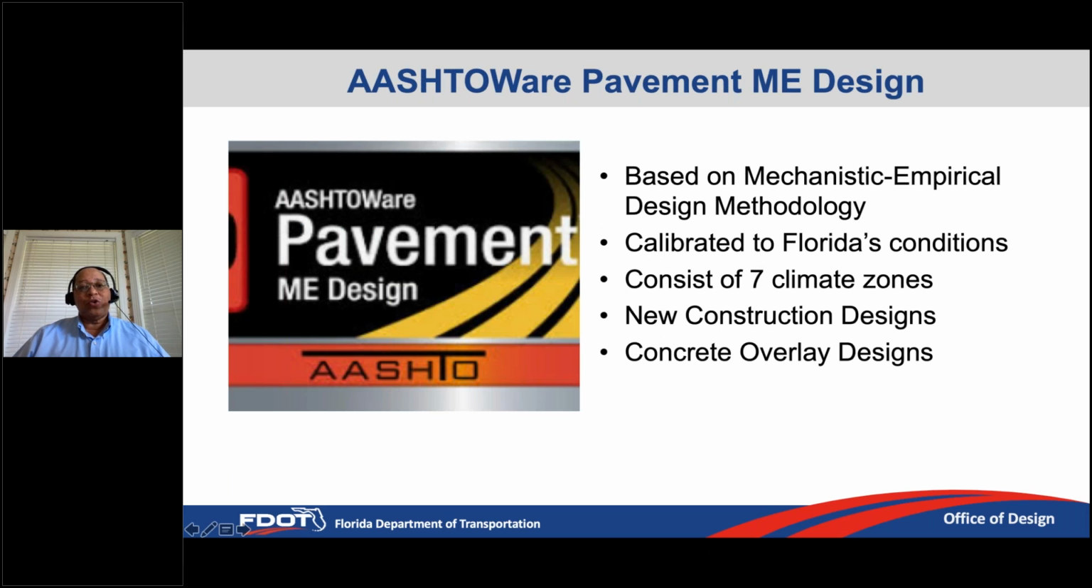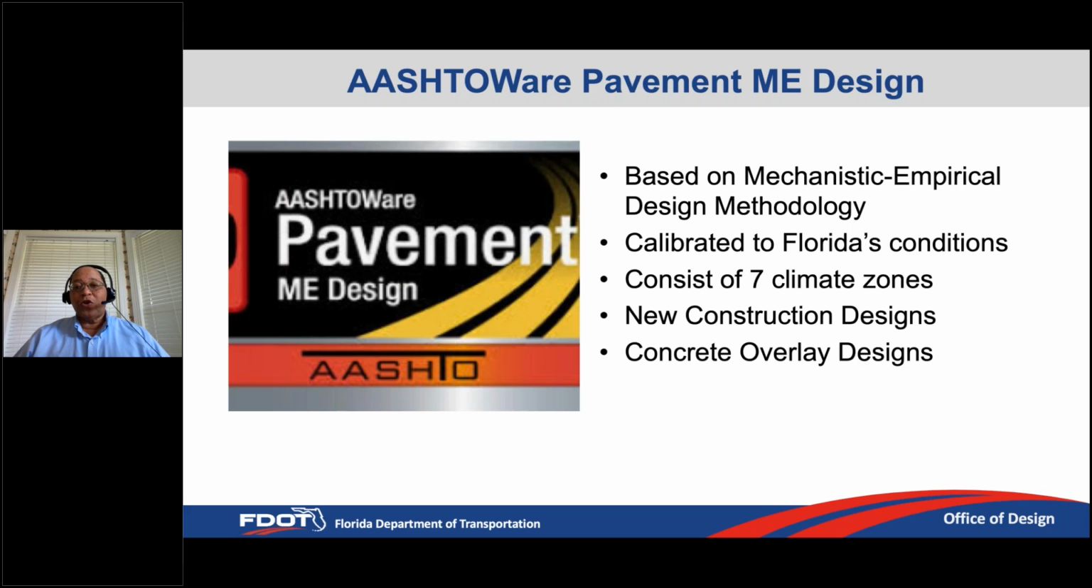FDOT uses AASHTOWare Pavement ME design software to develop rigid pavement designs based on the mechanistic empirical design methodology. The mechanistic empirical design and analysis process calculates pavement responses, stress, strain, and deflections, and uses those responses to compute incremental damage over time. The process then empirically relates the cumulative damage to observed distresses.